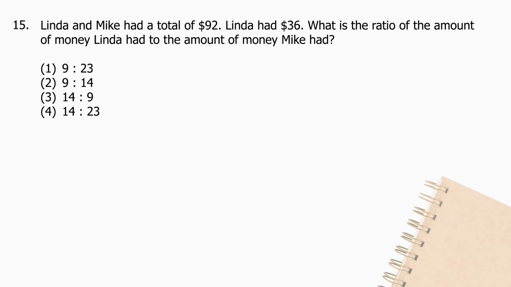Question 15. Linda and Mike had a total of $92. Linda had $36. What is the ratio of the amount of money Linda had to the amount of money Mike had?